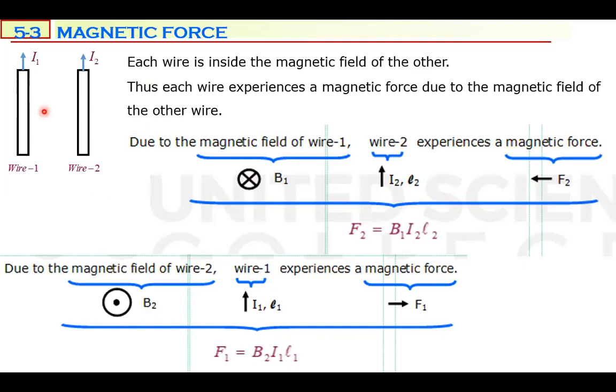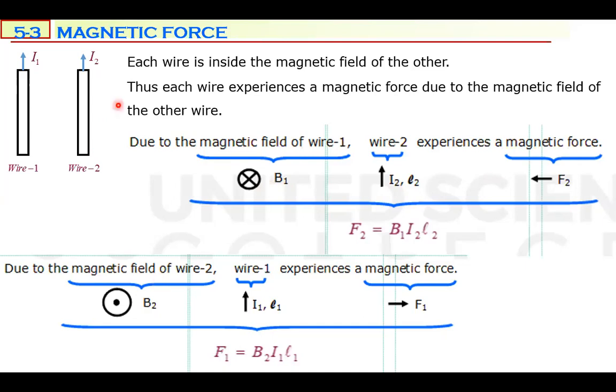Because this magnetic field and that current interact, the equation for the force will be written from these three quantities: B1, I2, and L2 will give F2. So F2 is equal to B1 times I2 times L2. But for the other wire, it's the same way, but in the opposite manner, like this.